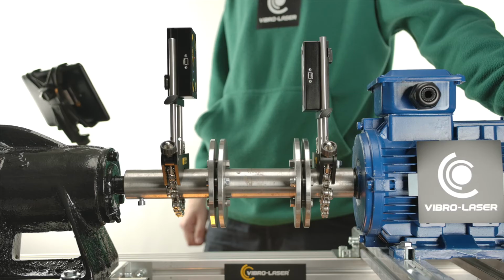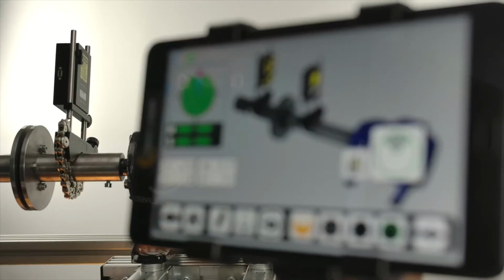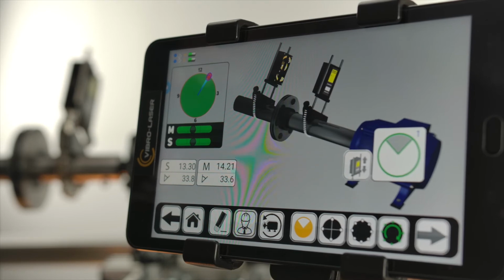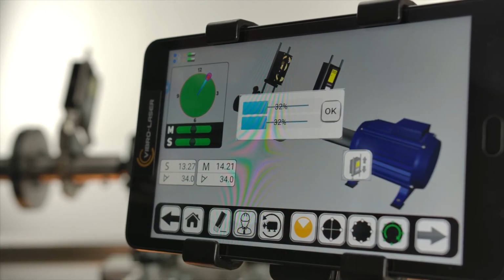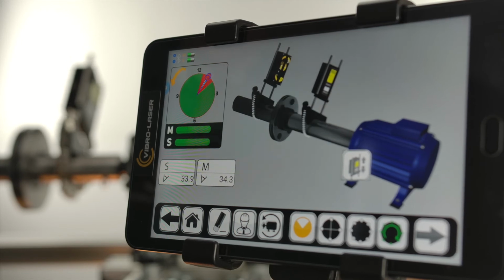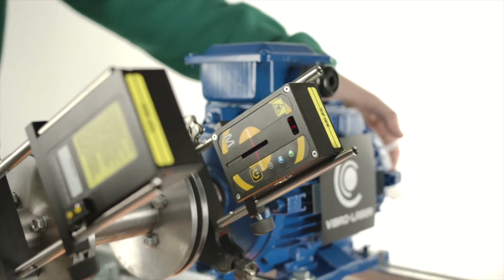Set the measuring units M and S to any position so that they have the same angle of rotation and tap the icon Take Readings. For the following measurements, it is necessary to remove the sensors from the red zone. Then repeat the process in any two more positions.